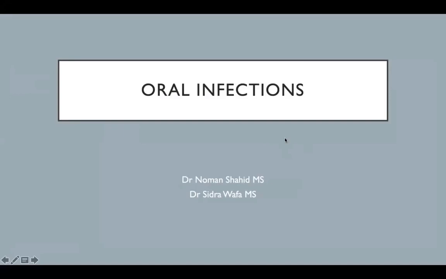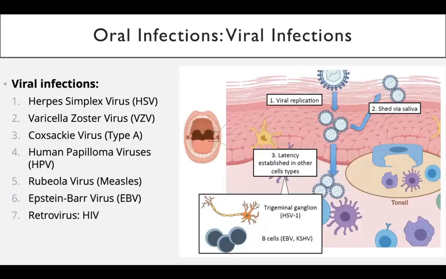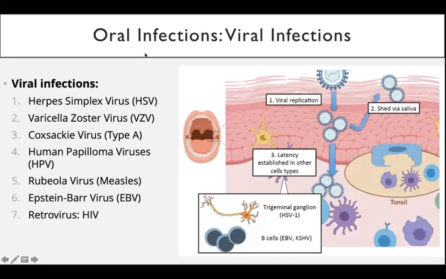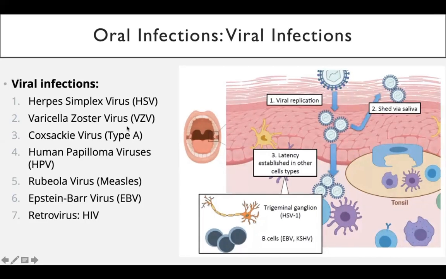Okay. So yesterday we started our oral infections, and the first part was viral infections. And the viruses we included for medically important oral infections were HSV, herpes simplex, varicella zoster, Coxsackie virus type A, human papilloma virus, rubeola virus, Epstein-Barr virus, retrovirus.